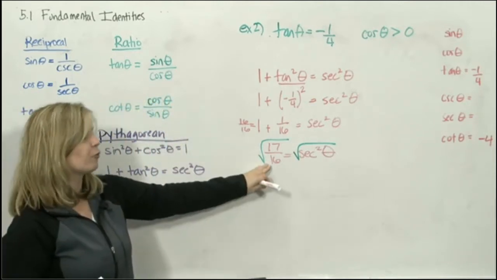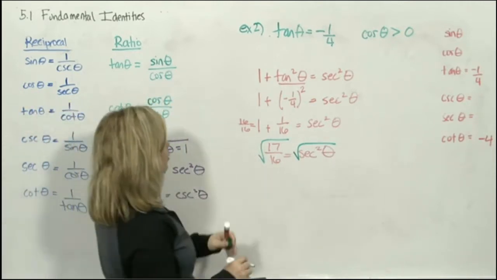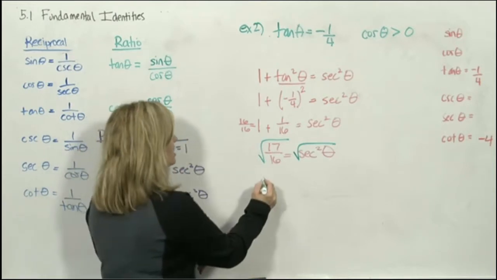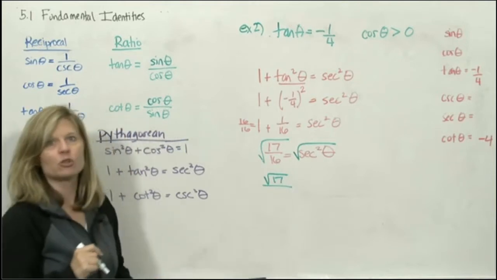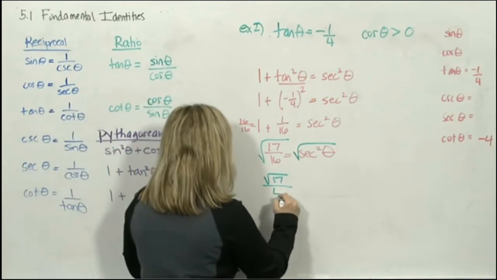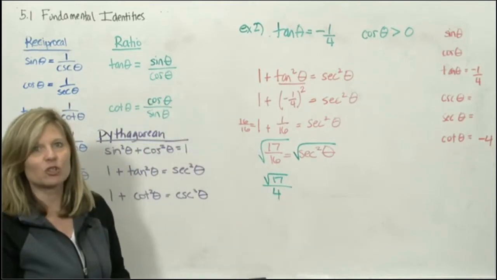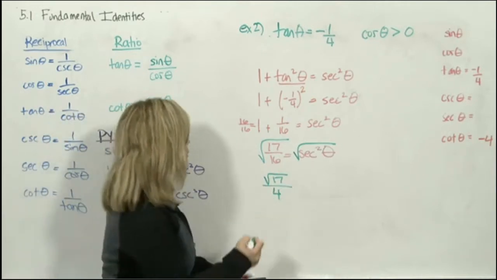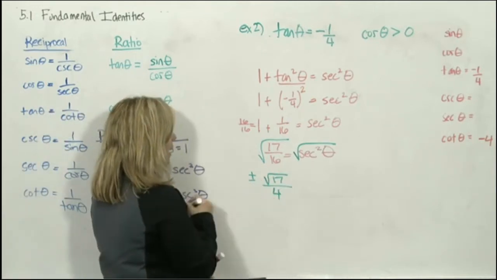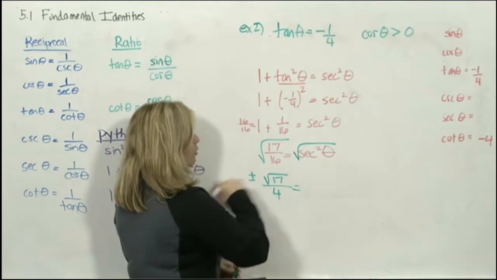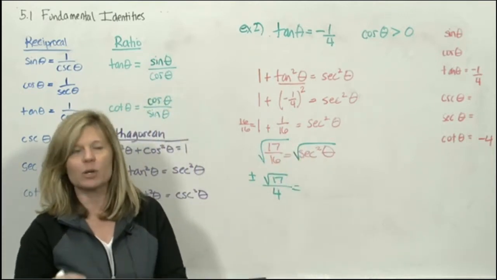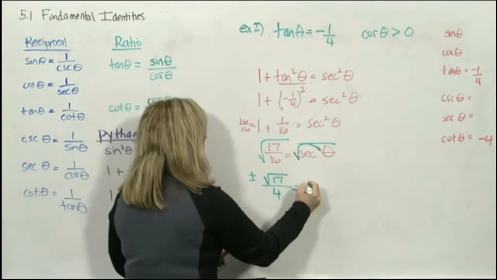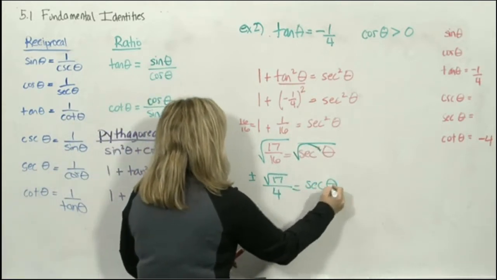How do you square root a fraction? You do the square root of the numerator. Well, can you square root 17? No. You do the square root of the denominator. Can you square root 16? Yes, it's 4. You should remember from algebra, when you square root, you should have 2 answers. You put a plus or minus. On the right side here, a square and square root are opposites. So what do they do to each other? They cancel out. And that leaves you your secant theta.